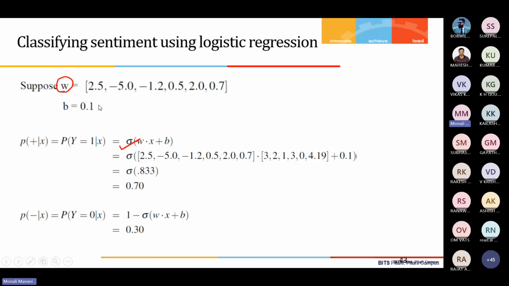Then during the training, Ma'am, a doubt here. Let me complete, then I'll ask your doubt. I'll answer your doubt. Sure.